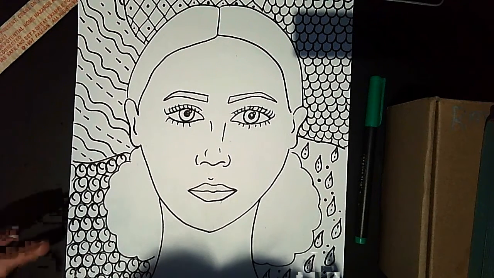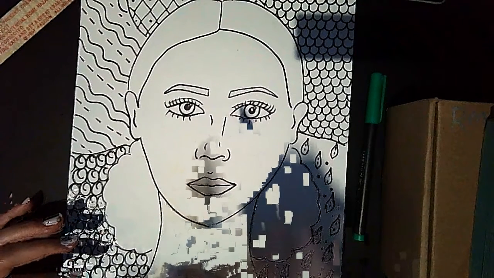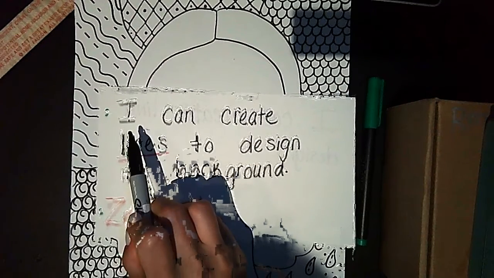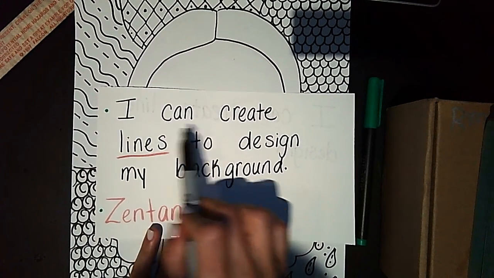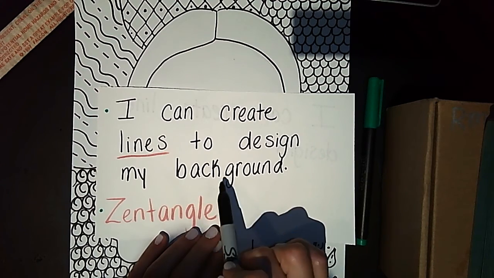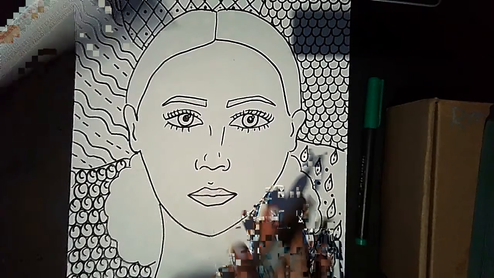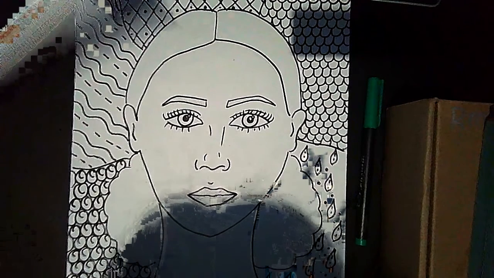I really hope that you enjoyed creating lines in the Zentangle. Again, that is what you were able to do. So when we can say I can create lines to design my background, we use the Zentangle style. You got it, you did it, you did an awesome job. I really hope you enjoyed it.